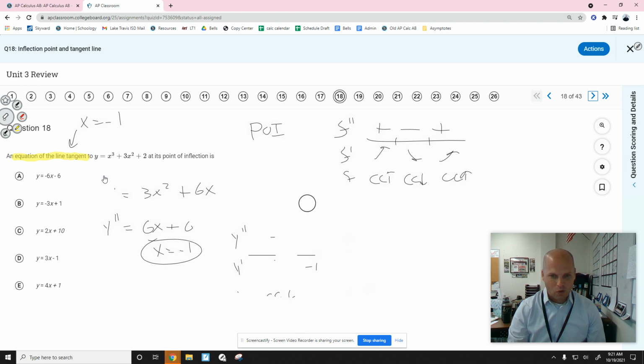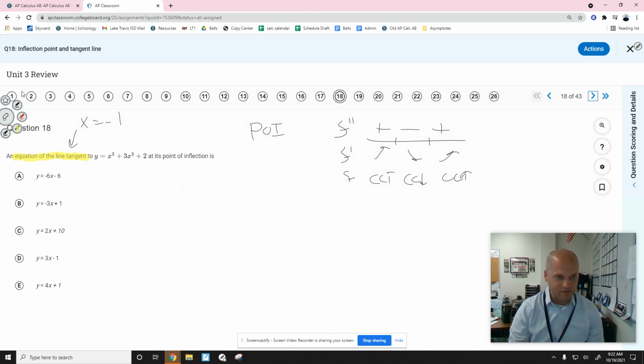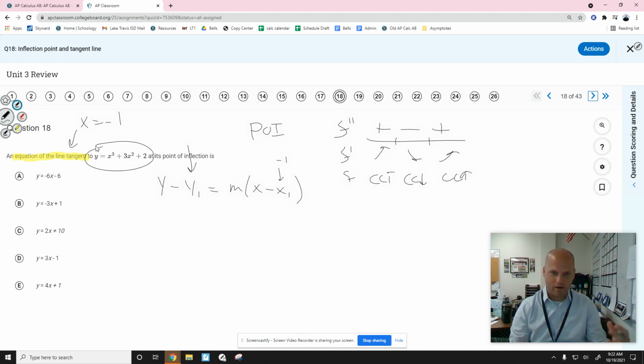So we have to remember how to write an equation of a tangent line. It's been a while, but it shouldn't be crazy for you. You've got y minus y1 equals m times x minus x1. The x coordinate is negative 1. The y coordinate comes from your original equation, where this point is located. The slope comes from your tangent slope generator with negative 1 plugged in. That's the tangent slope generator generating a slope at negative 1.